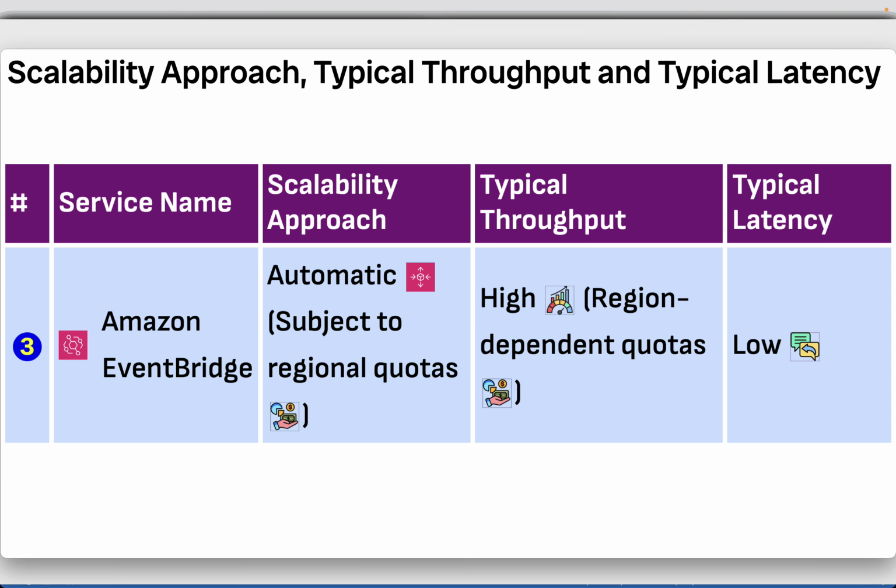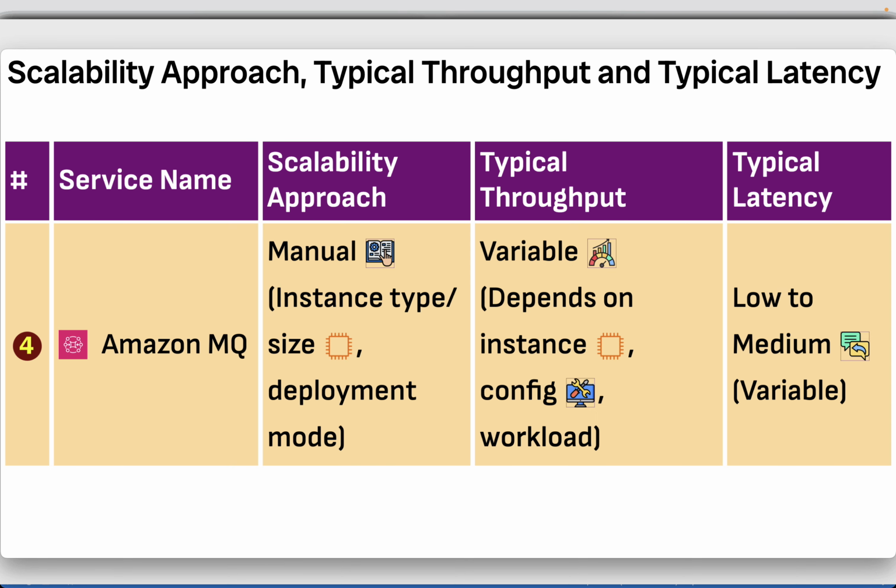Next, Amazon EventBridge. It offers automatic scaling subject to regional quotas. Typical throughput is high, limited by region dependent quotas. Typical latency is low. Serverless services generally offer low latency as I talked about. Then Amazon MQ. It requires manual scaling, and part of manual scaling are instance type and size and deployment mode. Throughput is variable depending on instance type, configuration and workload. Typical latency is low to medium and variable depending on the configuration, instance type and network.